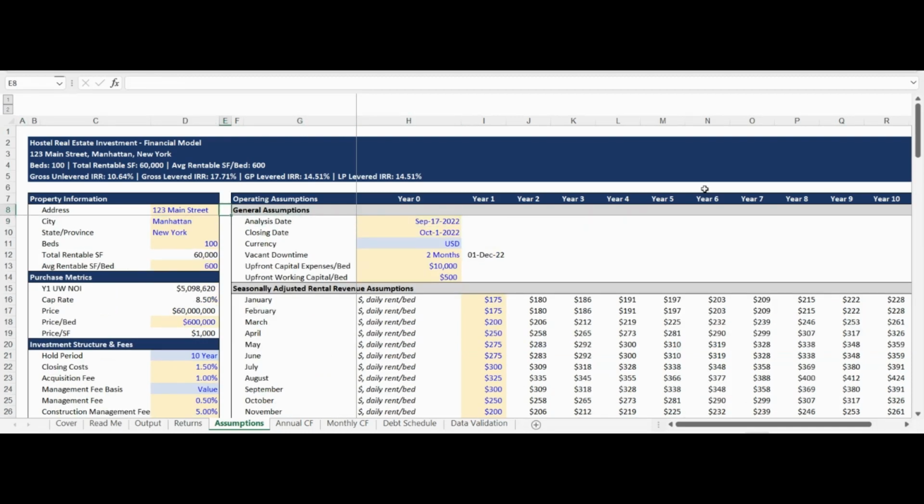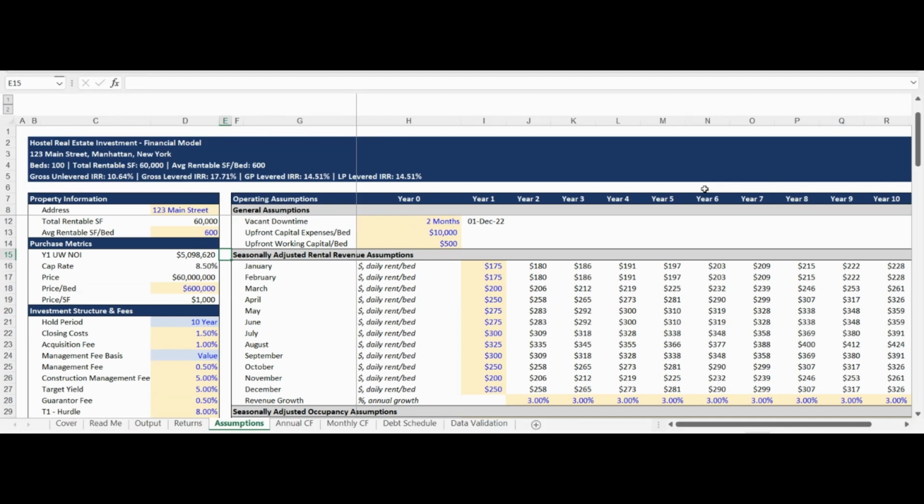Next up are the operating assumptions, which begin with inputs for general property and analysis information. The model also has the ability to input downtime for immediate vacancy due to renovations, as well as a renovation budget and working capital funding.